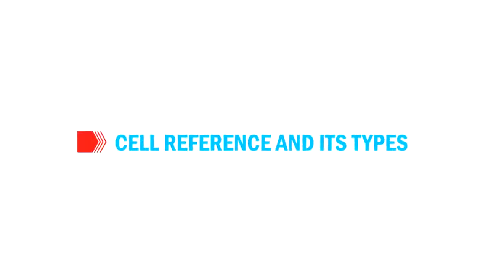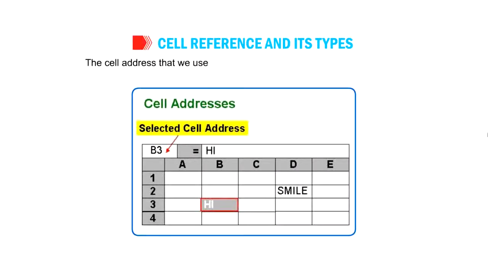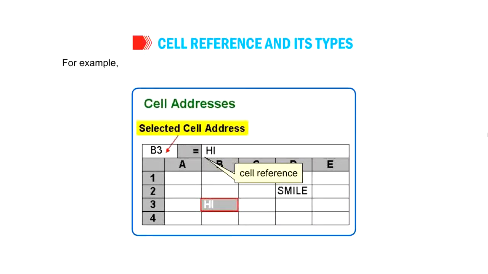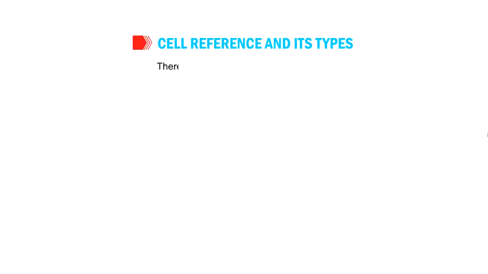Let us learn about cell references and their types. The cell address that we use in the formula is known as the cell reference. For example, A1, where A denotes the column name and 1 denotes the row number. With references, you can use the data from different parts of the worksheet or different sheets of the workbook. There are 3 types of cell references.